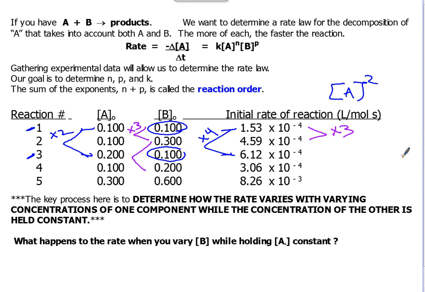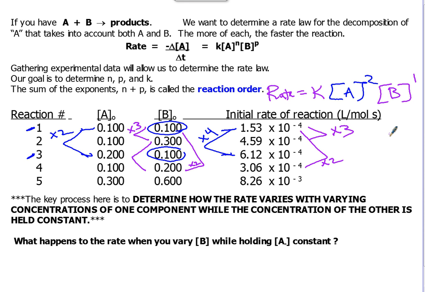We could have also picked 1 and 4, couldn't we? 1 and 4 wouldn't have been bad. Let's try that. 1 and 4. What happened there? It's times 2. That definitely implies that B is to the first, doesn't it? As we double B, the rate doubles. As we triple B, the rate triples. And so right now we would have rate is equal to K A squared B to the first.